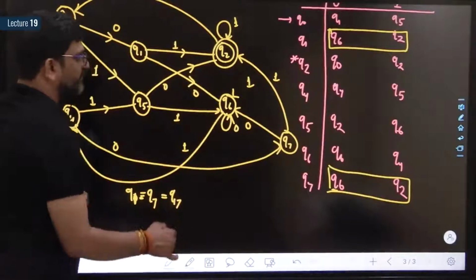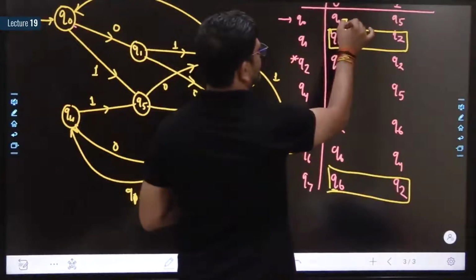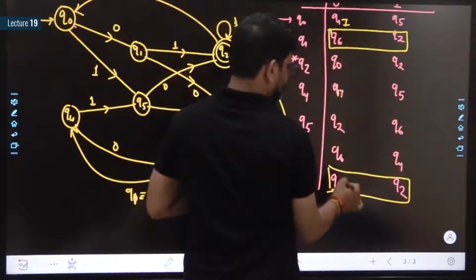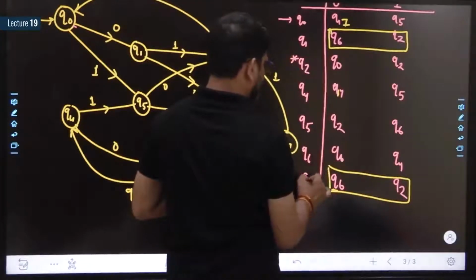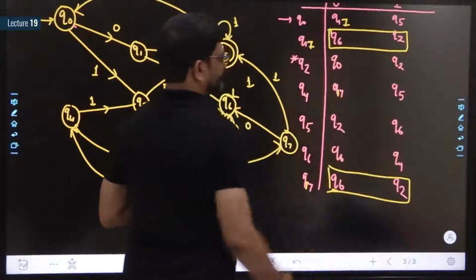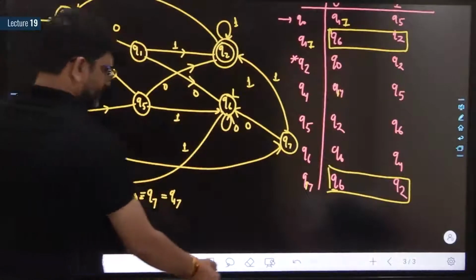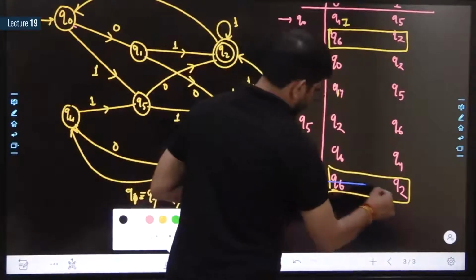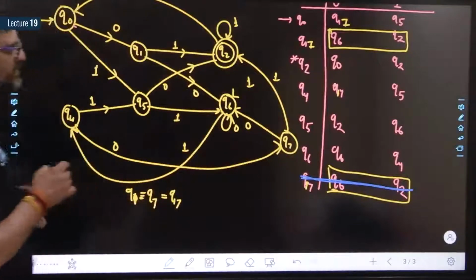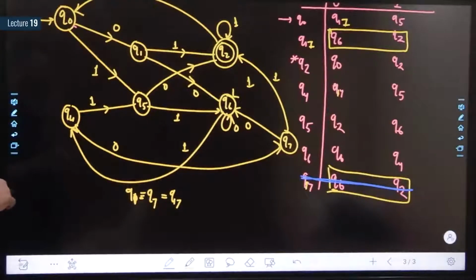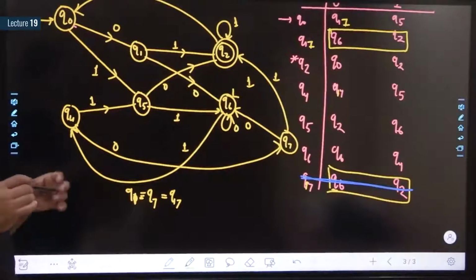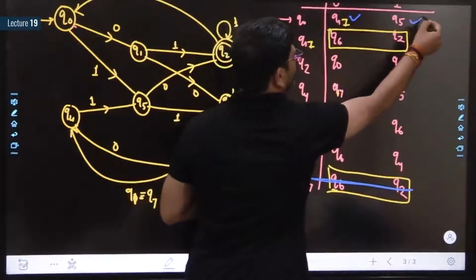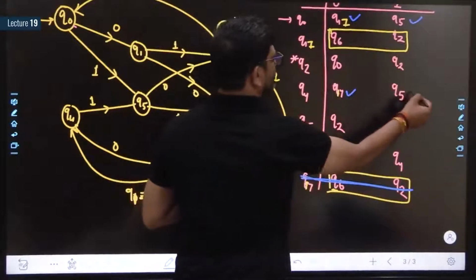Q17. Now, this one is Q17. Remove this state. Okay. Now check. Are there any common transitions or not? Now check. This one is Q17, Q5. This is also Q17, Q5.